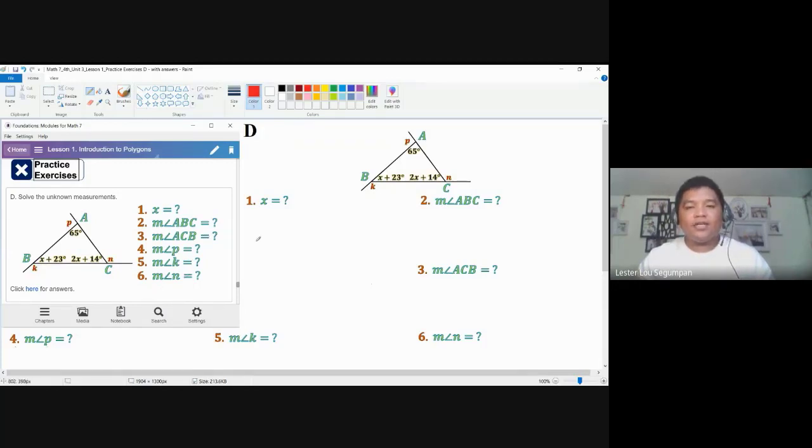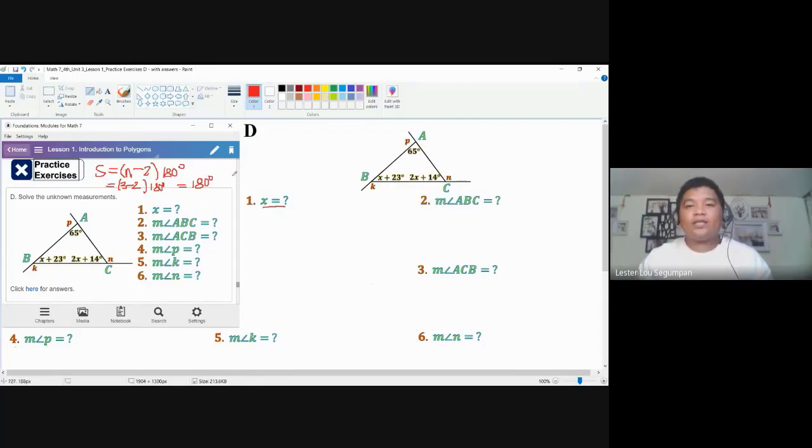First, we need to solve for the value of x, which could help us in determining the rest. To solve for x, we are going to make sure that this is really a triangle. By that assumption, we could use the formula for the sum of the interior angles of a triangle, or any polygon rather, n minus 2 times 180 degrees. Since n is 3, as it is a polygon with three sides, that's 1 times 180. We know that the sum of the interior angles, 65 degrees, x plus 23 degrees, and 2x plus 14 degrees, is 180 degrees.